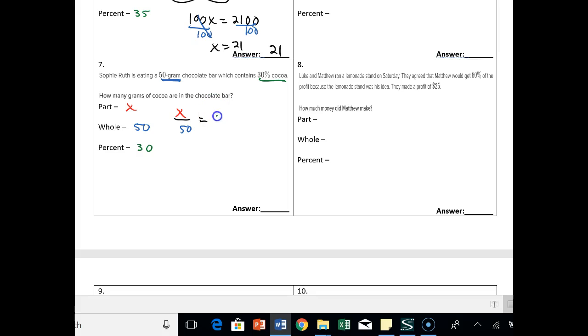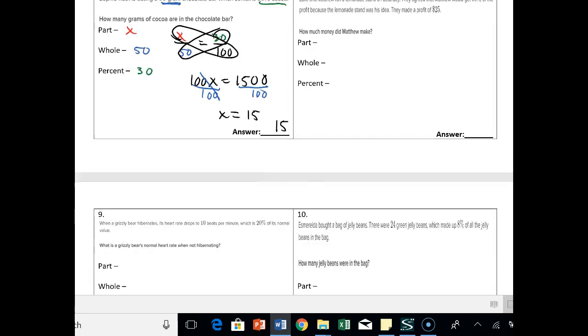Equals 30 over 100. So when we cross multiply, x times 100 is 100x. 30 times 50 is 1500. We divide by 100. And our answer is x is equal to 15. So 15 grams in the chocolate bar are cocoa. So think about it. 50% of this chocolate bar would be 25, right? And because 30% is less than 50%, our answer should be less than 25, and 15 is less than 25. So it makes sense.